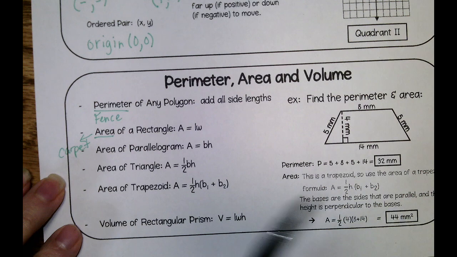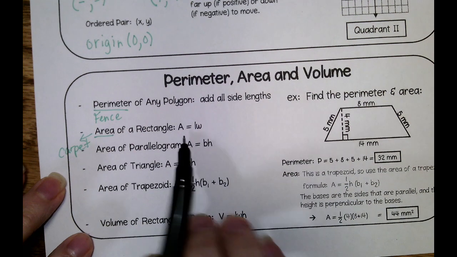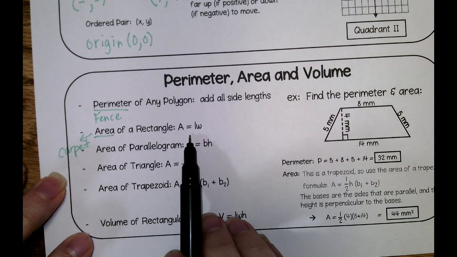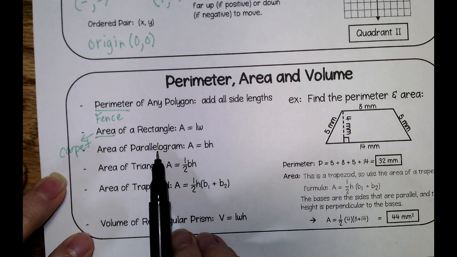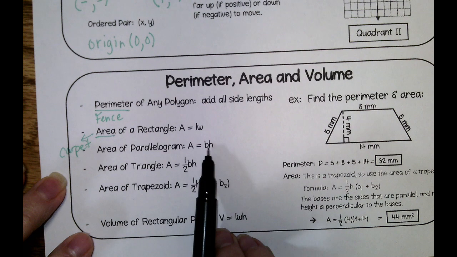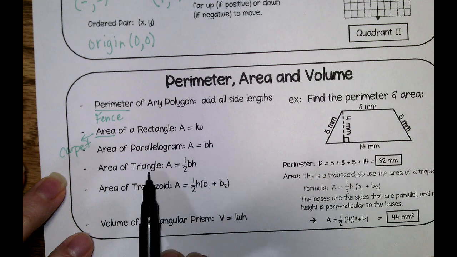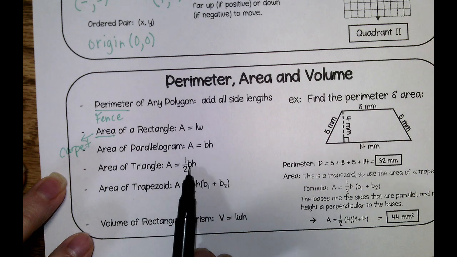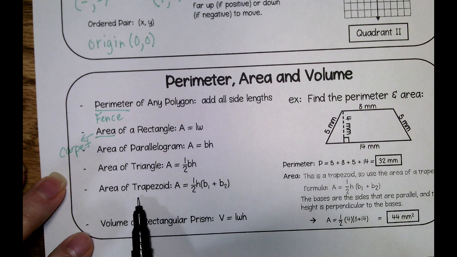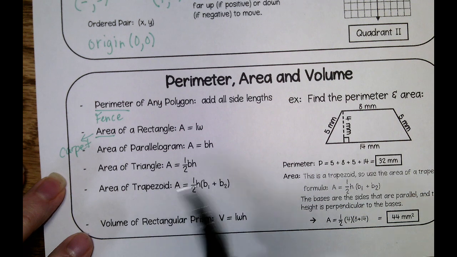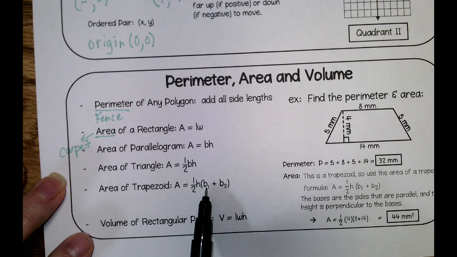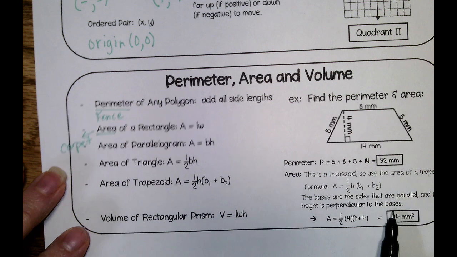Okay? And we have these formulas right here. Y'all know the area of a rectangle is length times width. Area of a parallelogram is the base times the height. Area of a triangle is 1/2 of the base times the height. And then the area of a trapezoid is 1/2 of the height times, in parentheses, the first base and the second base. And right here is where they give you some examples of that.